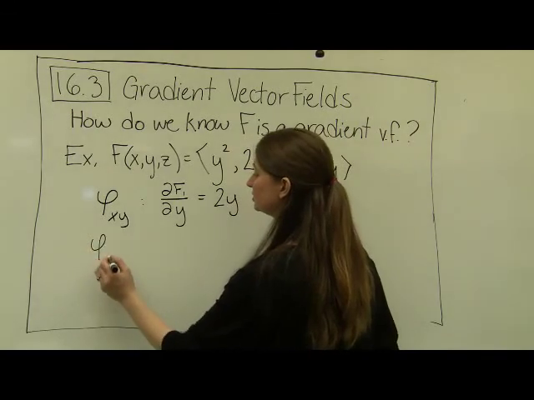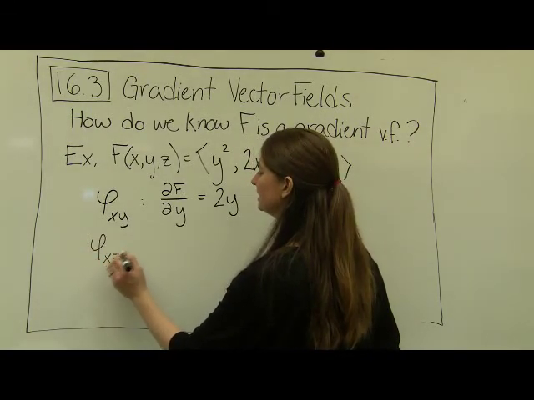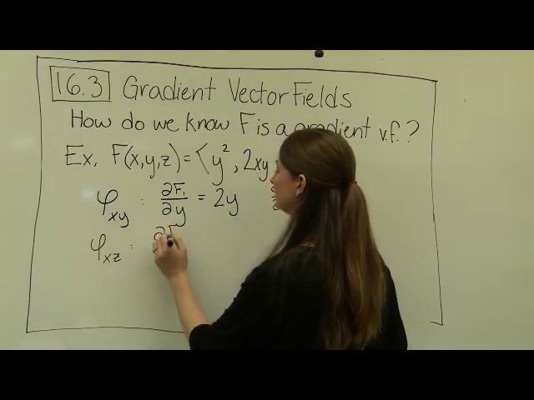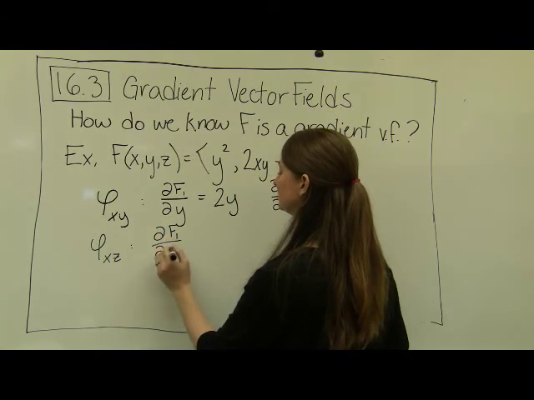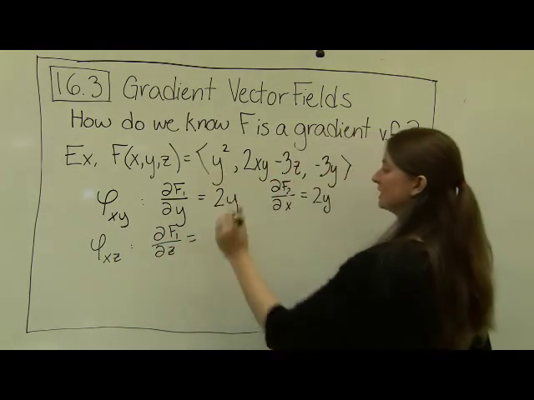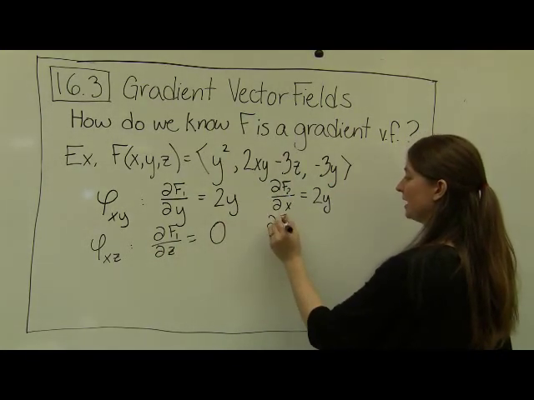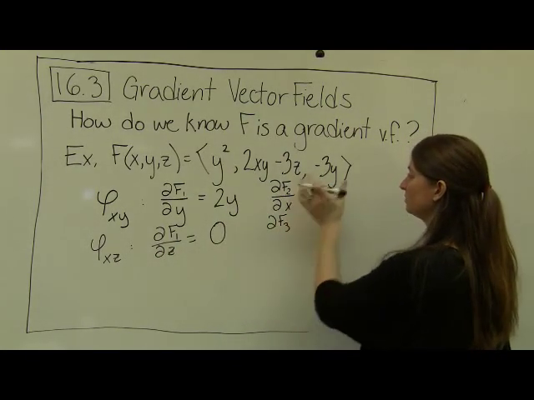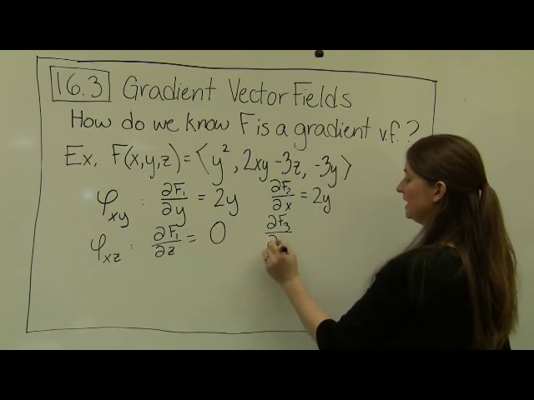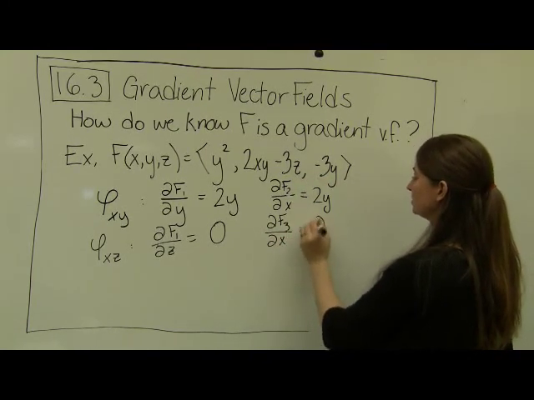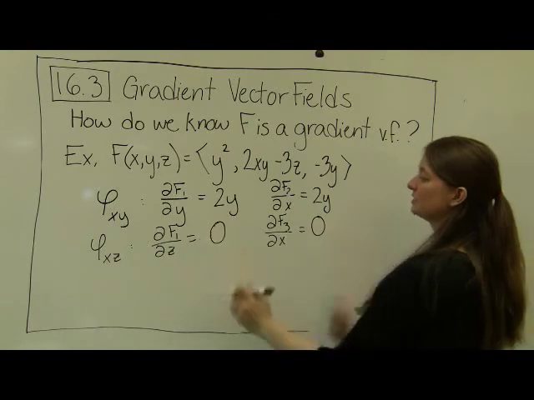So our next set of partials, I'm going to look at xz. That's the partial derivative of my first component function with respect to z. And in this case, that's just 0, because there are no z's in there. And then I'm going to look at my partial derivative of my third component function with respect to x. And that's also 0. So that's great. That one matches as well.